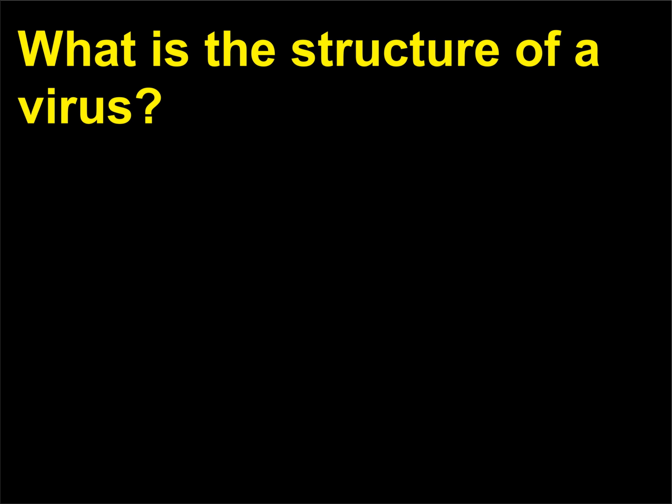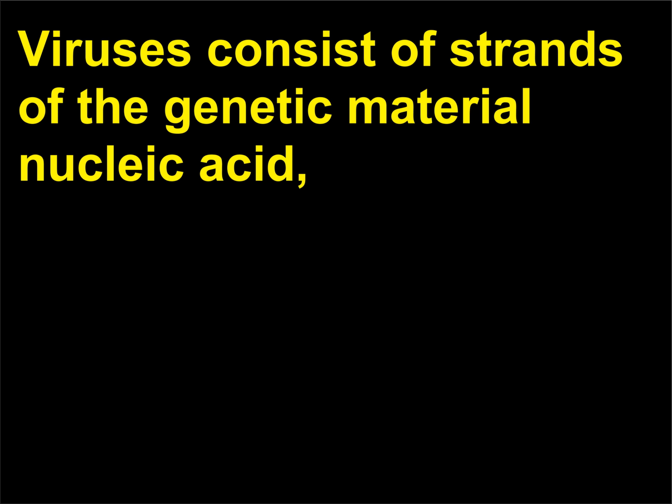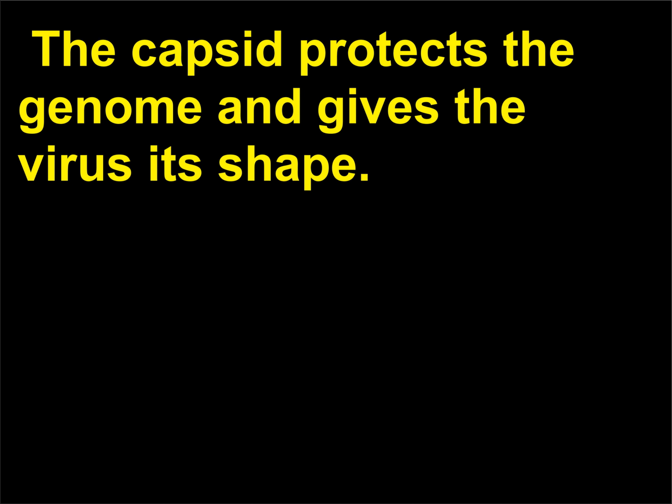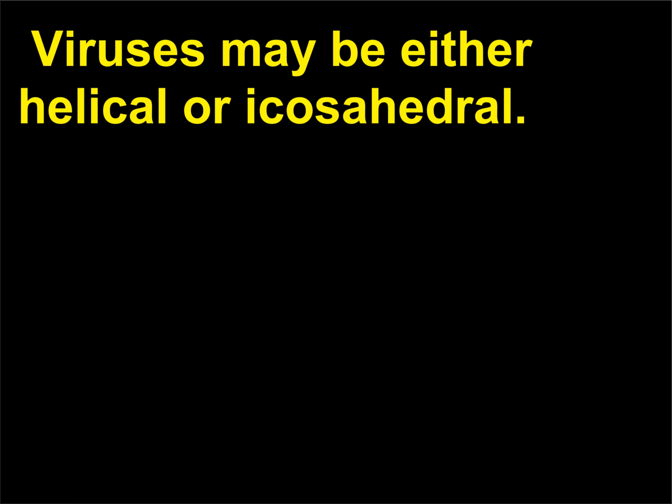What is the structure of a virus? Viruses consist of strands of the genetic material nucleic acid, the basis of a genome, which is surrounded by a protein coat called a capsid. The capsid protects the genome and gives the virus its shape. Viruses may be either helical or icosahedral.